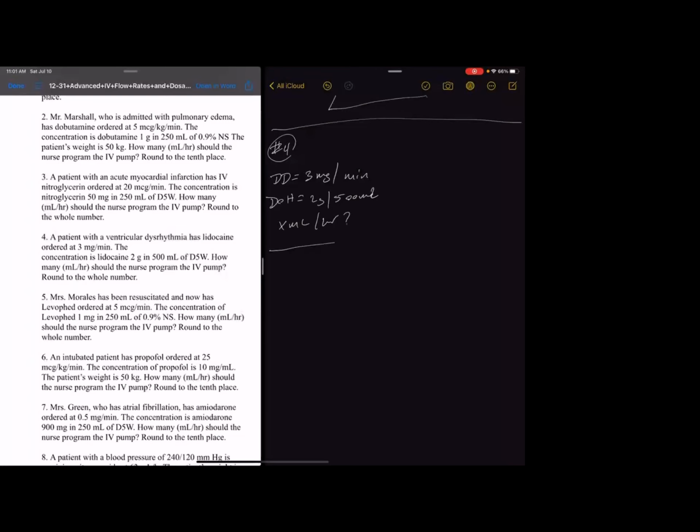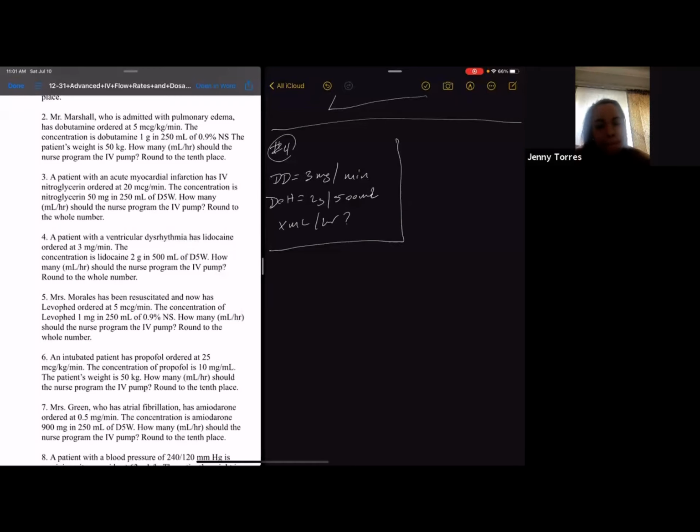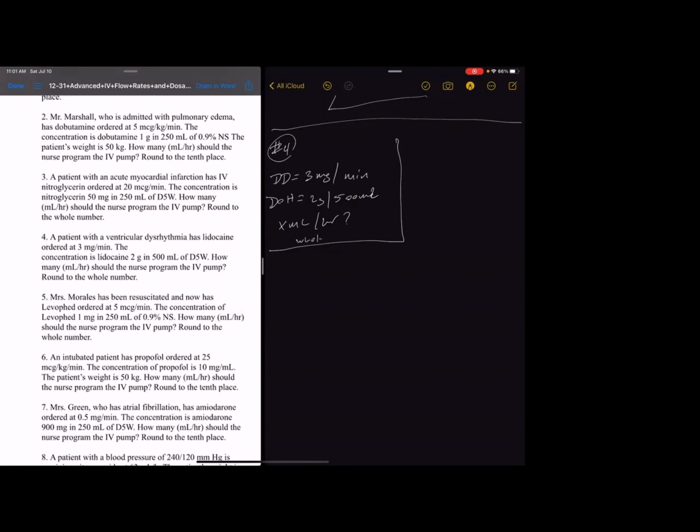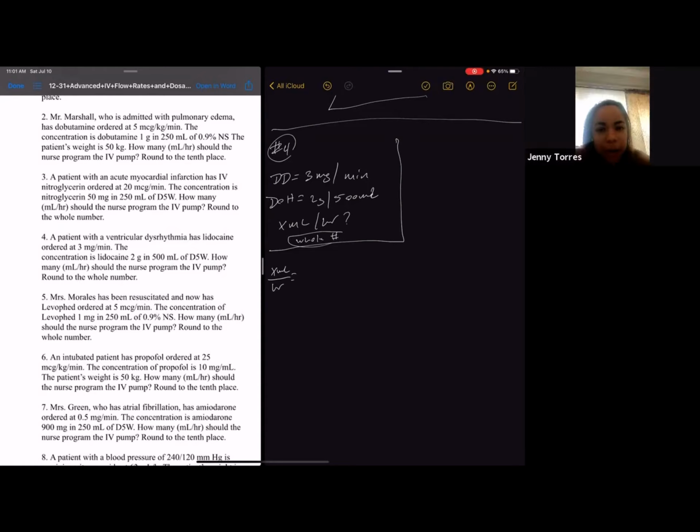So that's everything that we need to know. And it says round to the nearest whole number. You gotta pay attention. Whole number, right? So the very first thing that we're gonna do is say X ml over hour. It starts with ml, ends in hour. So that's the very first thing we're gonna put in our box. What's the next thing? Okay, so we're gonna start with ml. So we're gonna do 500 ml.